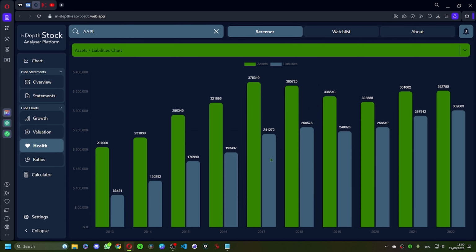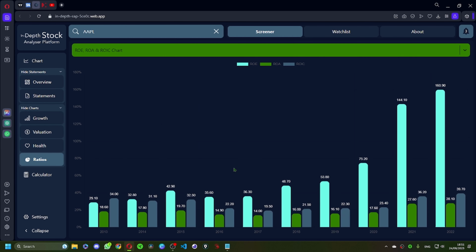So this is great to look at. Also, it basically just shows you if the assets are growing and if the liabilities are falling, which basically just puts the company in a better financial position.